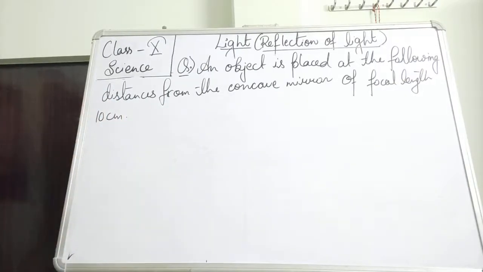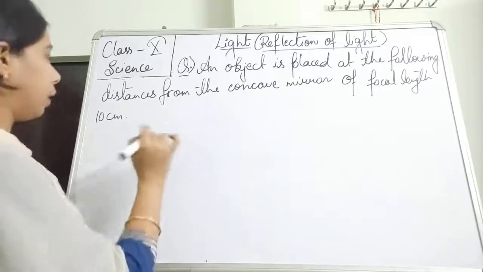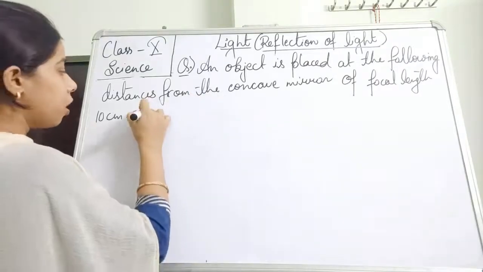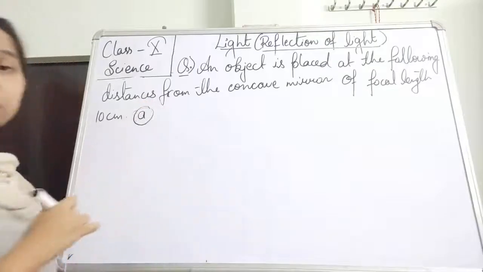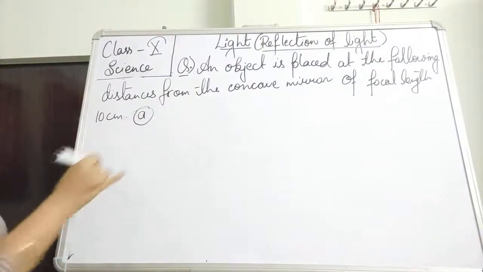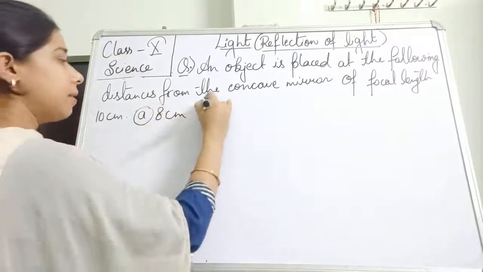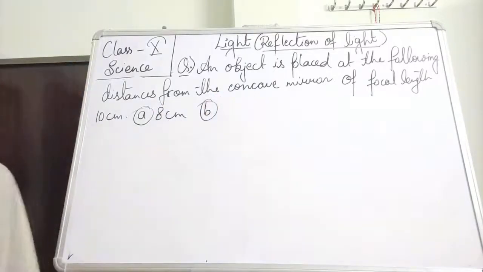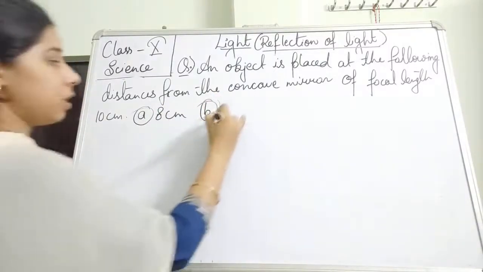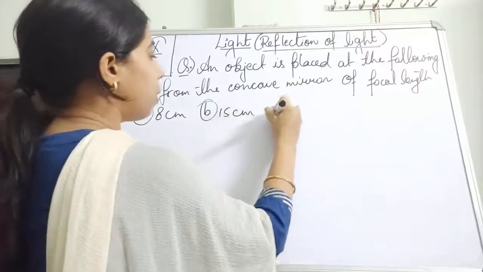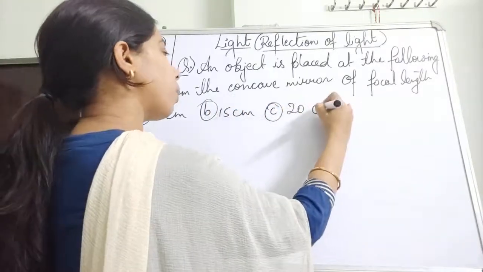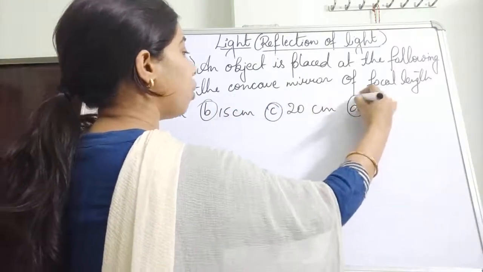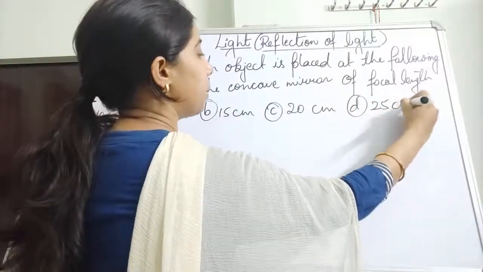Okay, so what position of the image will be produced? What are the different conditions? The first one, when the object is kept at 8 centimeter. Second one, when the object is kept at 15 centimeter. Third one, when the object is kept at 20 centimeter. And fourth one, when the object is kept at 25 centimeter.